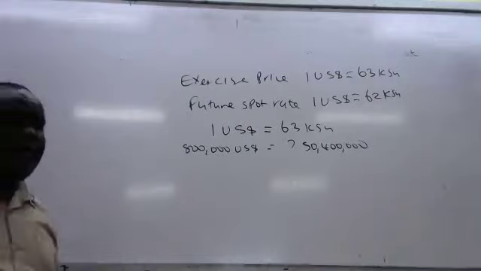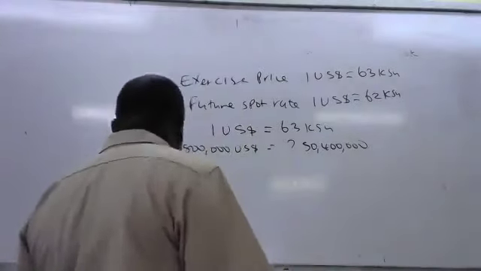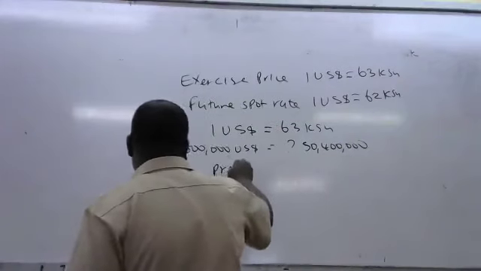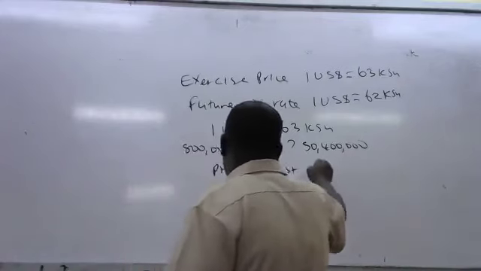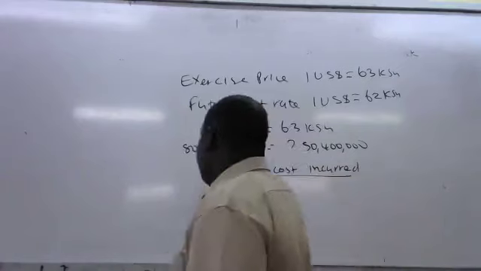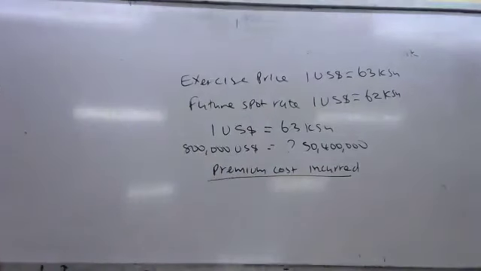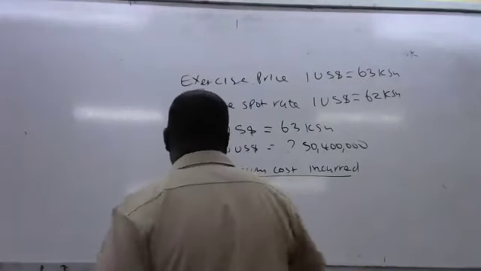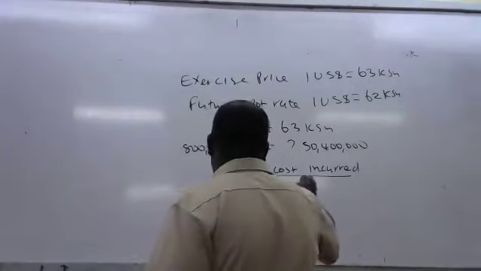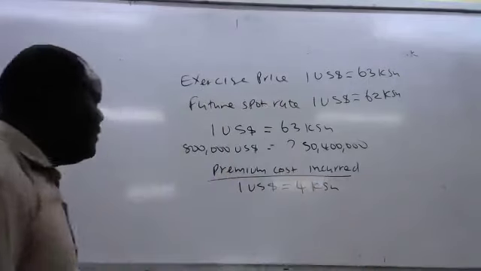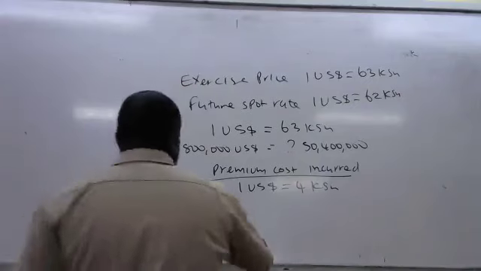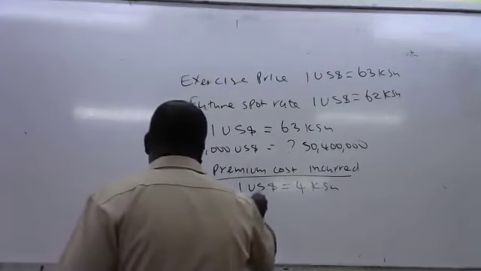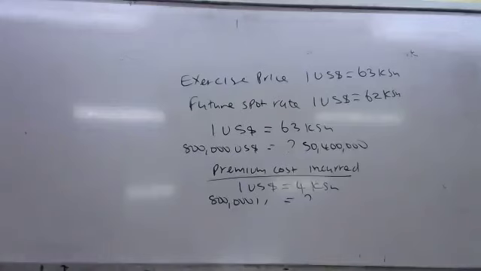So there is a premium that has been incurred on that put option. You also calculate the premium costs incurred. So under that note number 1, you can see the put option. The premium is supposed to be what? So the premium is $1 is equivalent to 4 Kenyan shillings. But we know there are 800,000 US dollars. So how much will be the premium on that particular question? You also cross multiply so that we get the premium on that figure.